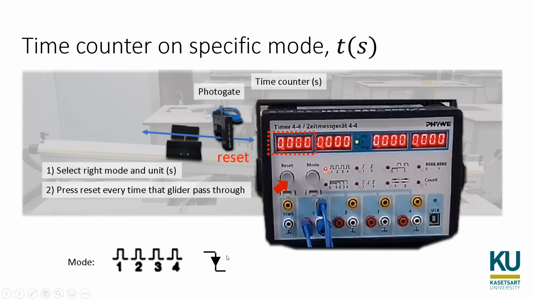Second, make sure you reset by pressing this button every time the glider passes through the photogate, because every time it passes, it's going to have some readout. Make sure you reset every time. Finally, for the timer, make sure you use the right unit, seconds, and read the time record from this panel. When you have the digital readout like this, you have to take all the digits, because this is the precision of the machine that you are using.